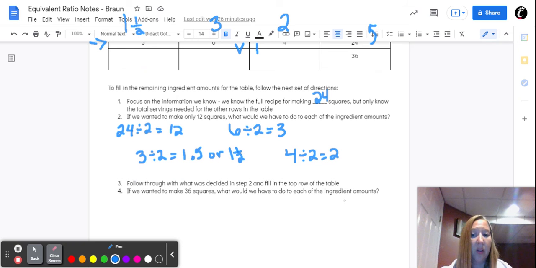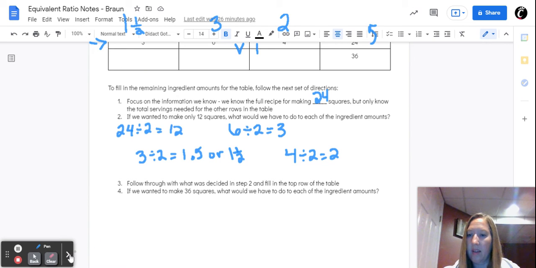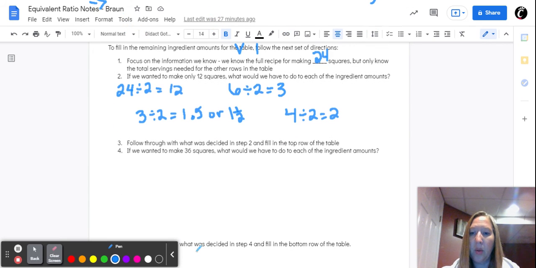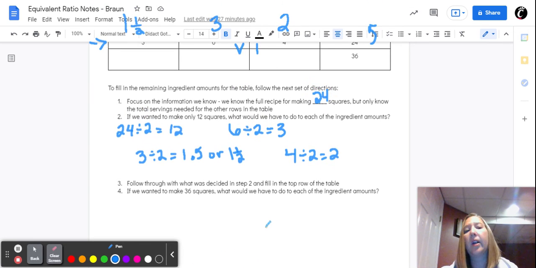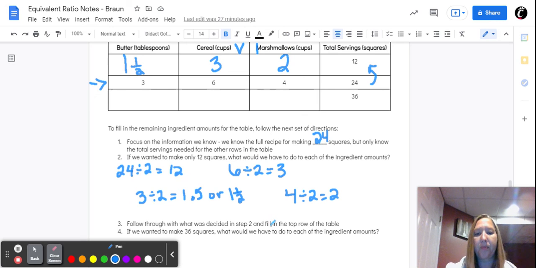All right, so then it says follow through with what was decided in step 2 and fill in the top row of the table. We kind of did that as we went along. So for the next part, it says if we wanted to make 36 squares, what would we have to do to each of the ingredient amounts? So let's look back at this table. I know now what the ingredients are for making 12 squares and 24. If we start at the original recipe of 24 squares, I can't multiply 24 by a whole number to get 36. So that's not going to be easy to find equivalent ratios.